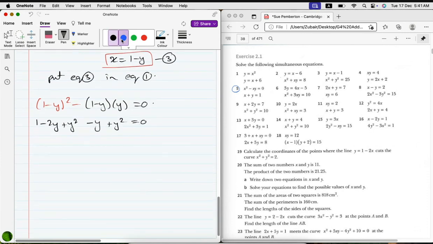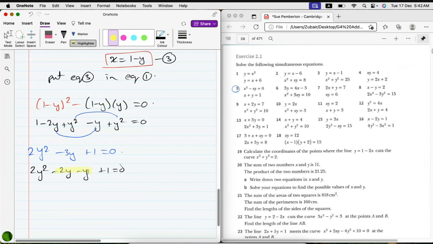Again simplifying to a quadratic equation, y square minus 3y plus 1 is equal to 0. Don't the y squares add? 2y square, yes. Thank you. So 2y square minus 3y plus 1. So the product should be plus 2. 2y square minus 2y minus 1.